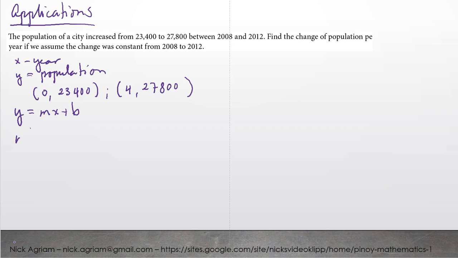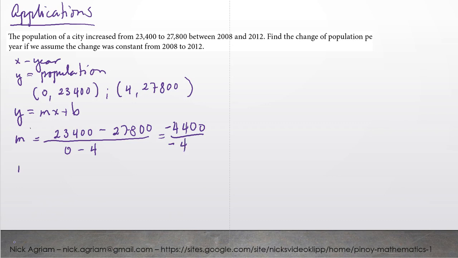So M is equal to 23,400 minus 27,800 divided by 0 minus 4. Then we have negative 4,400 divided by negative 4. That means our slope is 1,100 persons per year.